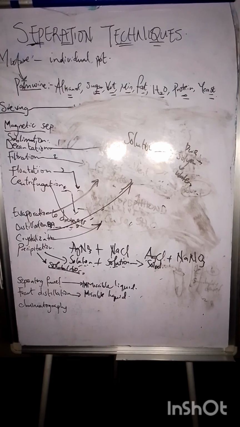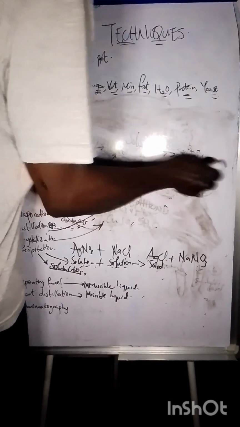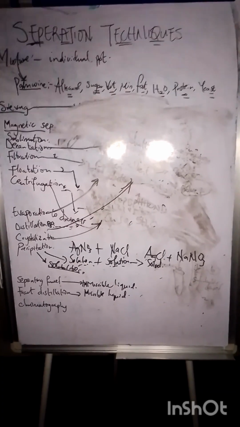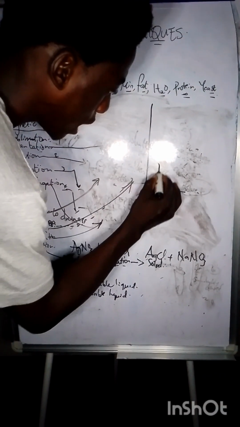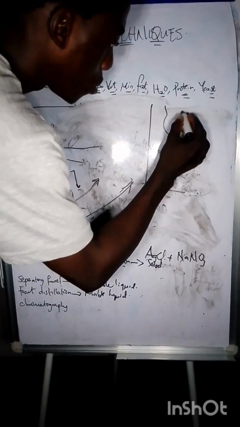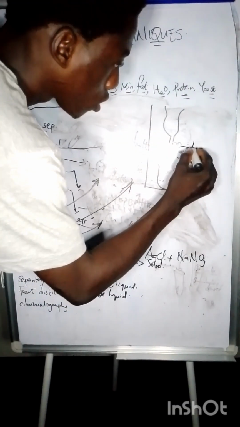So for the separating funnel, let me clean the board. Okay, sorry. Alright, now let me draw something for you. You're having something like this, a stand that is carrying a beaker. Then you have your separating funnel. You have your tap. This will be your tap.